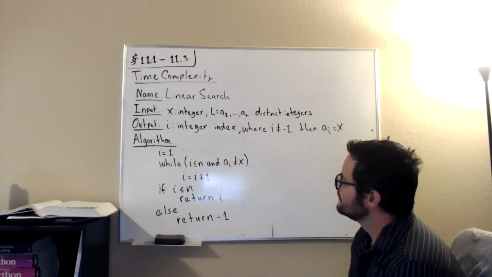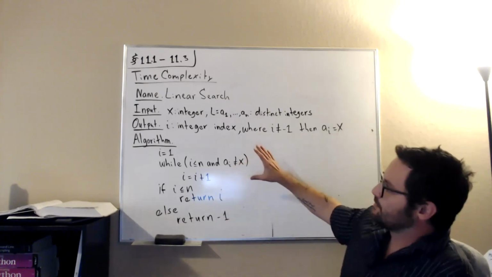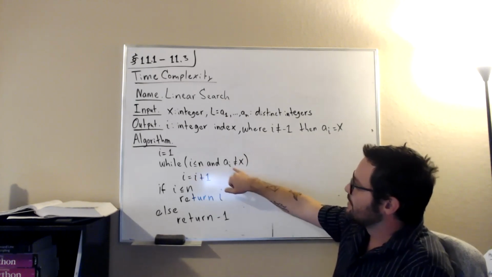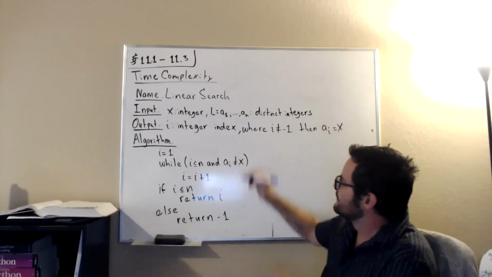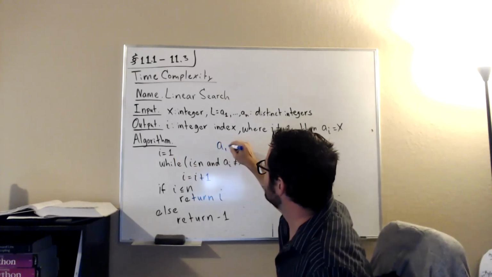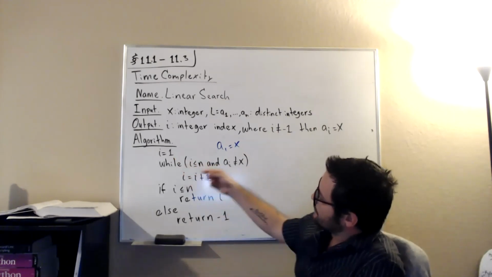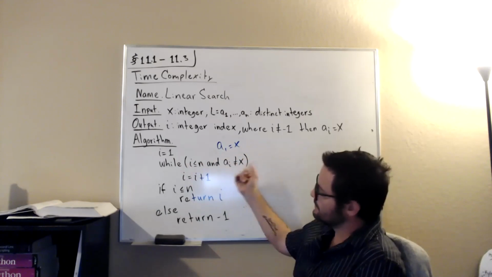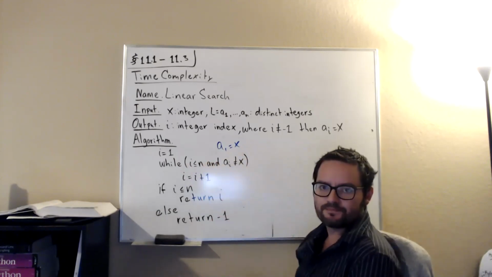So for a given example, what if we found A_i immediately? For example, if A1 was equal to X, then this while loop would never be entered, and we'd skip down here, do this comparison, and exit out.